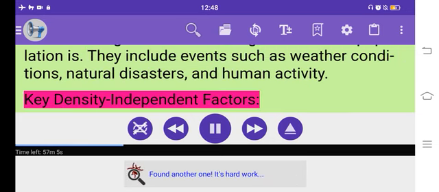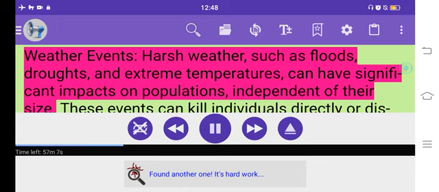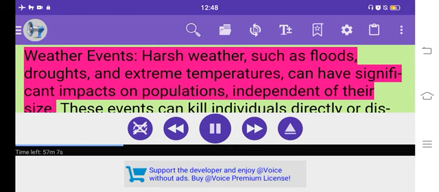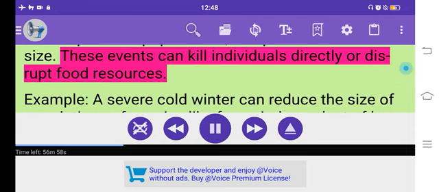Key density-independent factors. Weather events. Harsh weather, such as floods, droughts, and extreme temperatures, can have significant impacts on populations, independent of their size. These events can kill individuals directly or disrupt food resources.